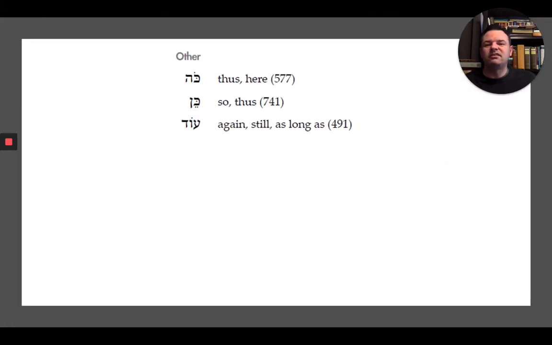And then some other things. Koh. The phrase Koh amar Adonai is very common. So thus says the Lord, right? Koh amar Adonai. Amar is another word for to say or to speak. Thus says Yahweh. Ken is also the word thus or so. And then the word od, again, or as long as. Od, with the ayin in there at the beginning.